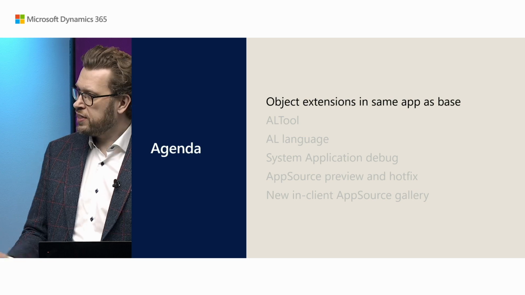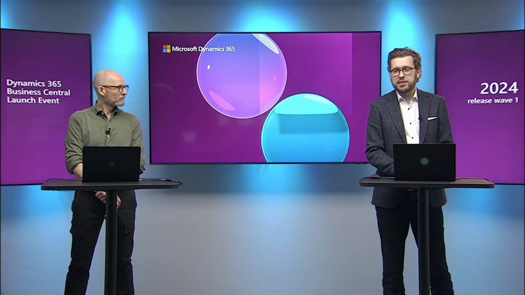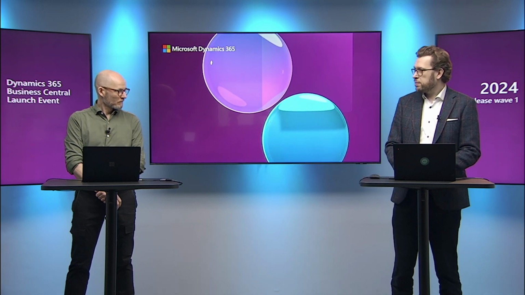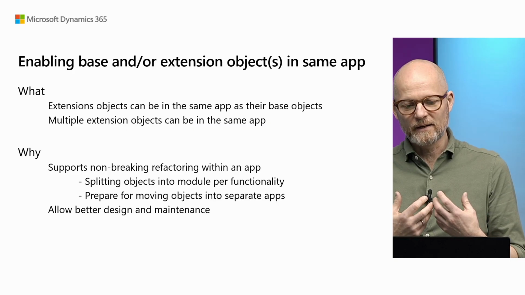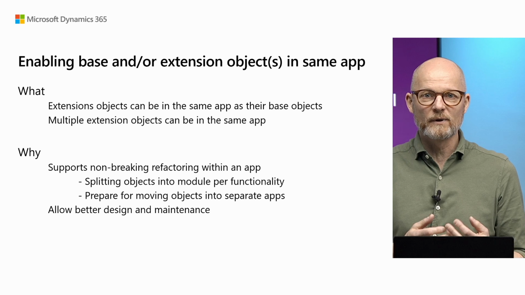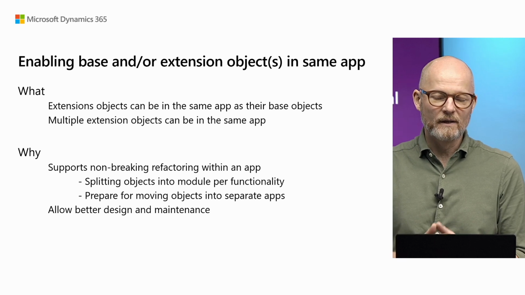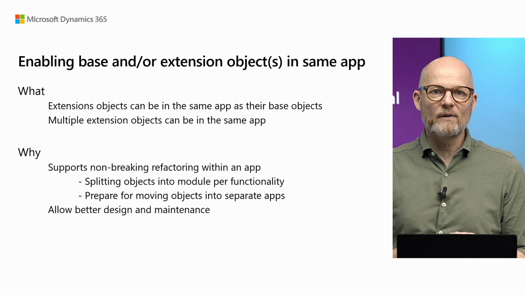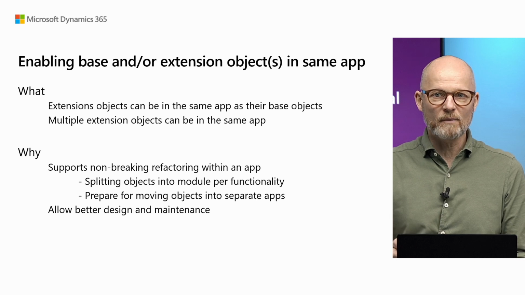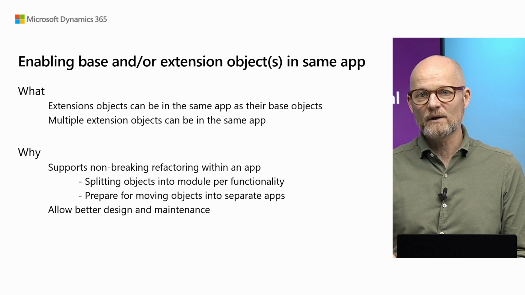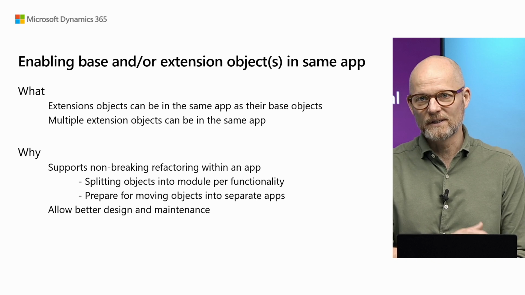So first, let's hear Esben talk about the ability to have object extensions in the same app as the base objects. Thank you, Peter. My name is Esben, as you probably know, and I'm going to be talking about a long time requested feature that we have now finally implemented. It's all about the ability to have extension objects in the same app as the base objects, and you can have multiple extension objects in the same app.